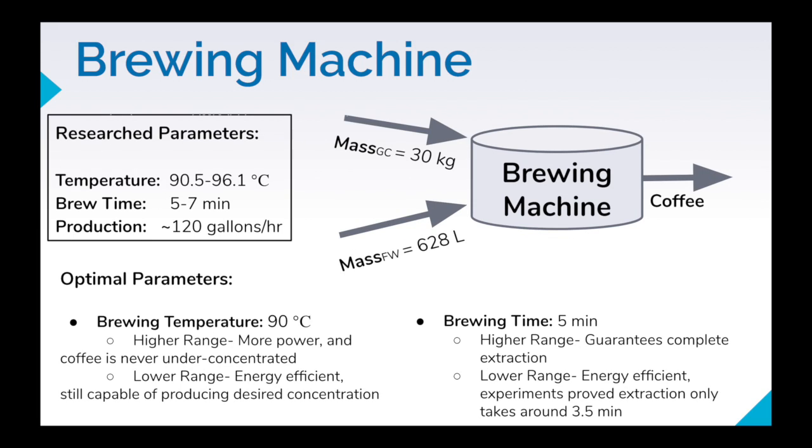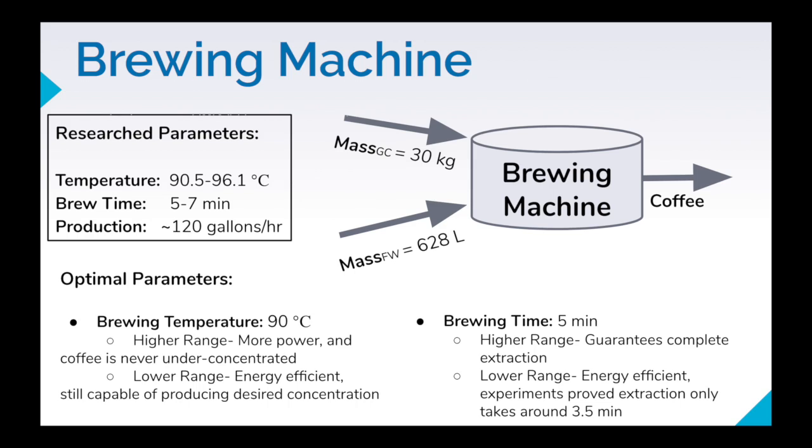Now for the brewing machine. Through research, we had found a range for each of the parameters at which a majority of industrial coffee brewers operate. For temperature, the range which we had found was between 90.5 and 96.1 degrees Celsius. Looking at the pros and cons, a higher temperature would draw more power, but guarantee the coffee is never under-extracted. A lower temperature would save on power, but from our experimentation, we know we would still be able to produce a fully extracted beverage.